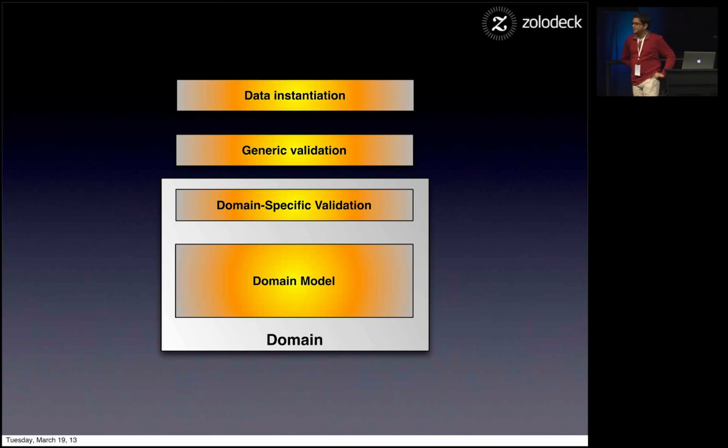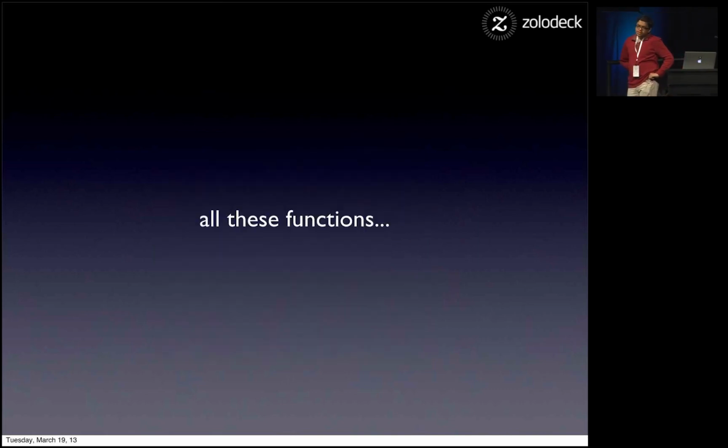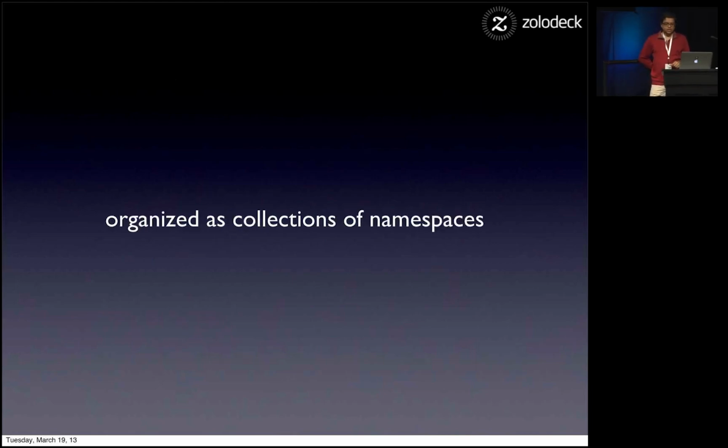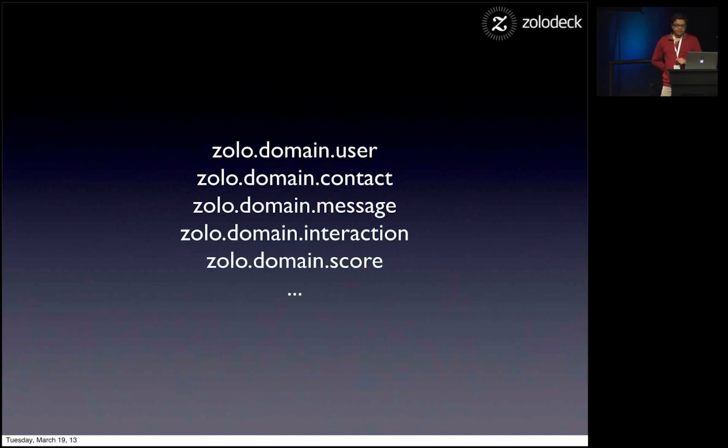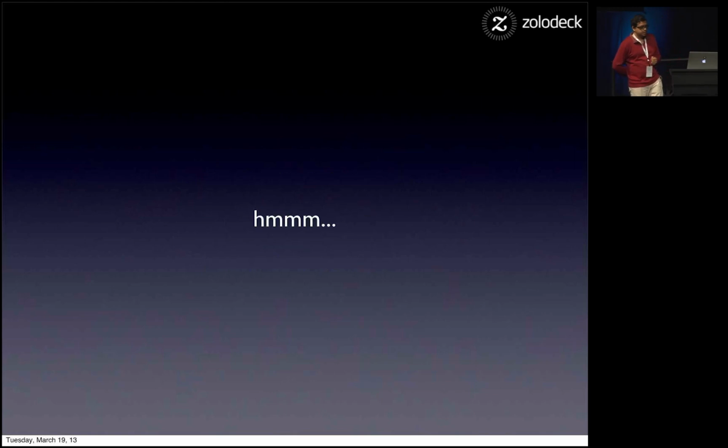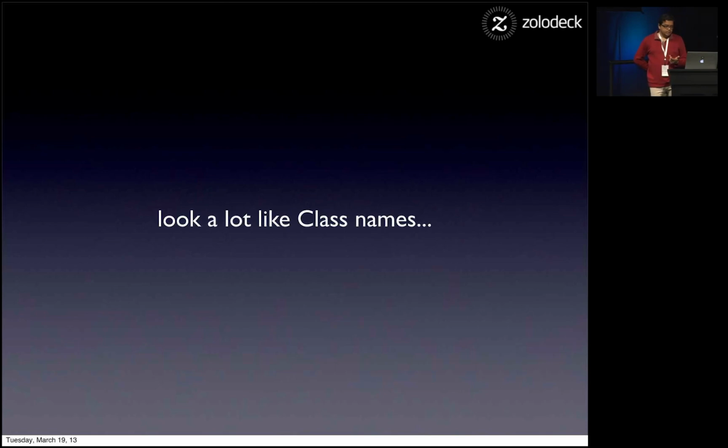So where do all these functions live then, right? We organize all of this as a bunch of namespaces, and in fact collections of namespaces. So for example, in our world, we've got this high-level umbrella, okay, Zolo.domain, and all the namespaces that are related to the domain layer, we put them underneath of this umbrella, right? For example, stuff that's got to do with user and contact and message and so on, right? And if you look at this a little closely, they look a lot like class names. And that's okay, because that organization principle actually does transfer over fairly well, right?